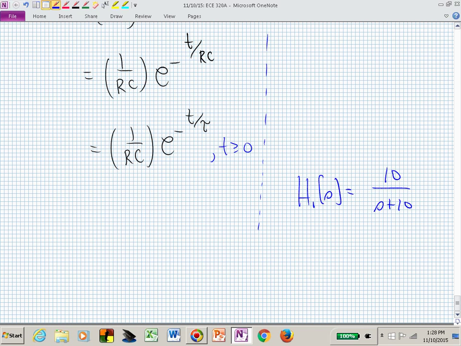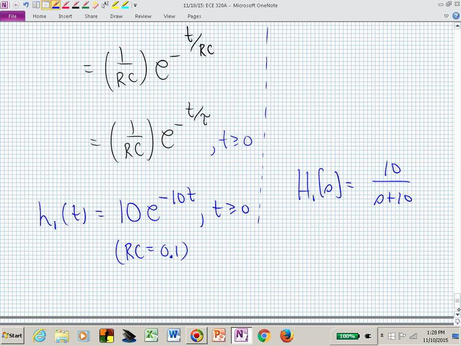Now, if this is what capital H sub 1 is, what is lowercase h sub 1 of t? If 1 over RC now is 10, this is now 10 e to the minus 10t, t greater than or equal to 0. Our 1 over RC was 10. RC, since we were dividing, is 0.1. So our time constant is 1/10 of a second.